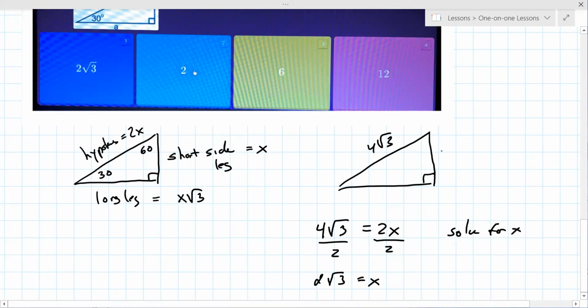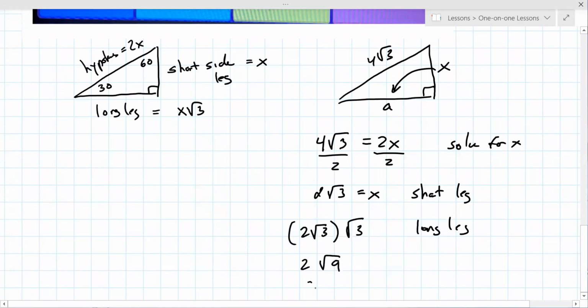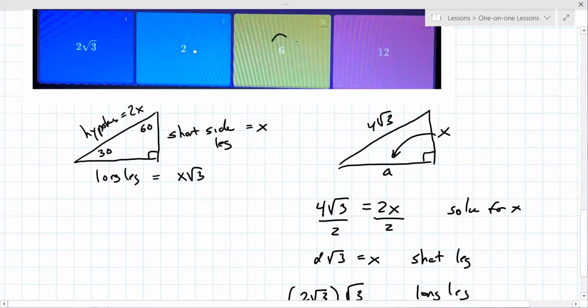They want you to find this over here, this a. To find a, you have to take the short side and multiply it by the square root of 3. This is the short side, or the short leg. To find the long leg, you take whatever the short leg is and multiply by the square root of 3. This becomes 2 square root of 9, which is 2 times 3, which equals 6. So that's this one here.